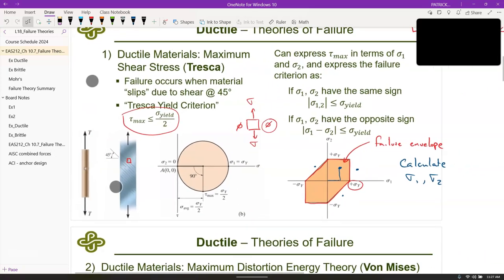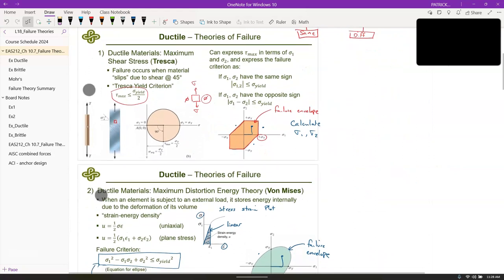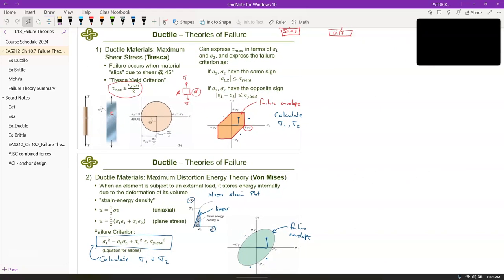So maybe I'll zoom out, trying to have both of them up there. Can you see that? Is that too small? So with both of these, I presented maybe two approaches to do the evaluation. For Tresca, you can either solve for your max shear stress and compare it to yield over two, or you can use the failure envelope plot. Both are equally valid and give you the same result.